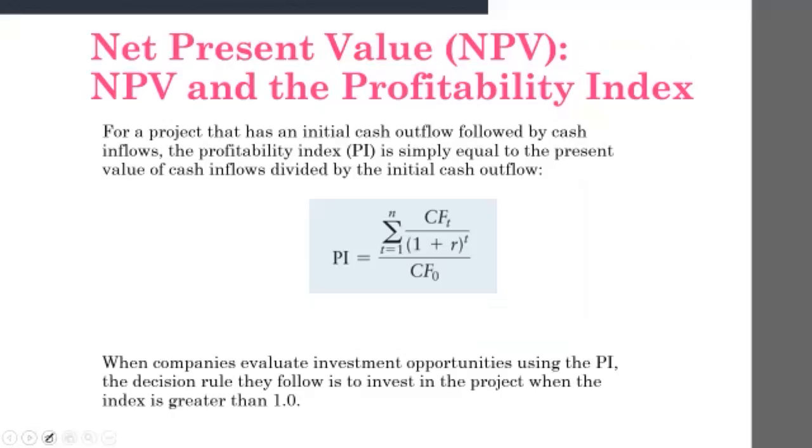Now, net present value and the profitability index is an index that is sometimes used for a project that has an initial cash flow followed by cash inflow. The profitability index is simply equal to the present value of cash flows divided by the initial cash outflow. And that's the formula there. When companies evaluate investment opportunities using the profitability index, the decision rule they follow is to invest in the project when the index is greater than 1.